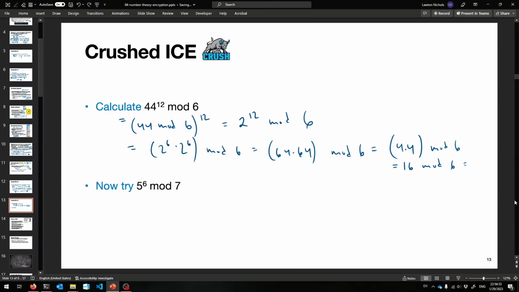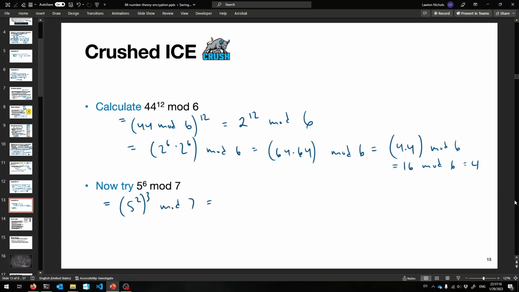Let me draw the 4 better. It's bothering me. And now this one, 5 to the 6th power, mod 7. Hopefully this is making enough sense to you. It's just a bunch of 5s, but 5 doesn't go away when you do mod 7. 5 mod 7 is still 5. But here is the trick there. This is equal to, what is 5 to the 6th but 5 squared cubed? Then you still mod 7 at the end of all that.